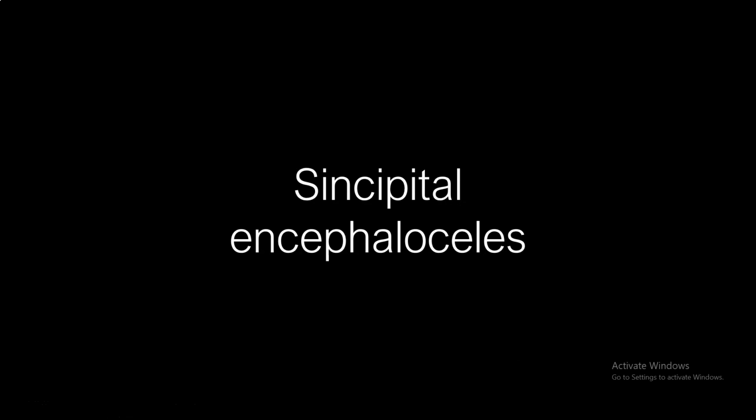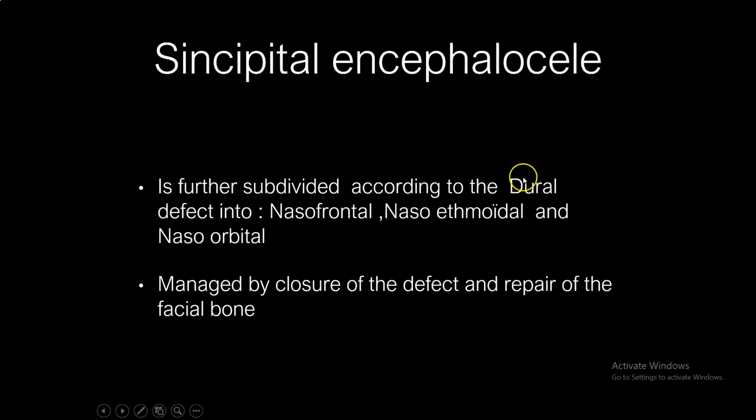And last but not least, the syncipital encephalocele, which are the encephaloceles related to the face and nose, further subdivided according to the defect. What is an encephalocele? It is, or meningocele, a dural defect that allowed part of the brain and part of the meninges to come out of a bony defect. So according to the defect, it can be nasofrontal, between the nose and frontal sinus, nasoethmoidal, between the nose and ethmoid sinus, and nasoorbital, between the nose and the orbit. And management is closure of the defect.